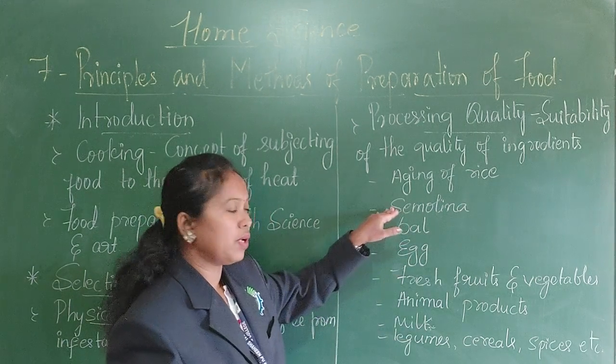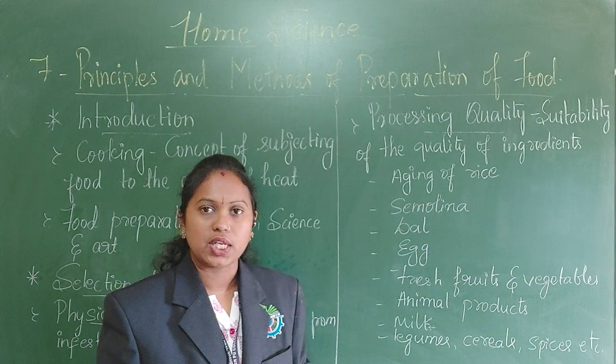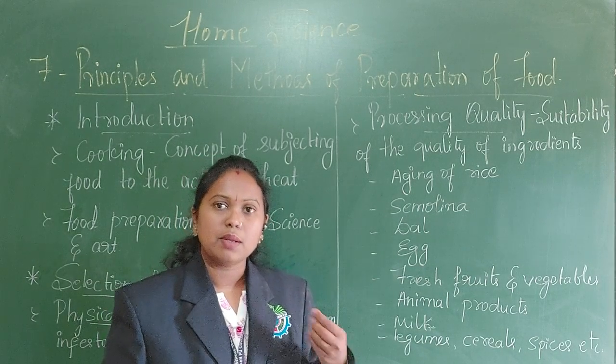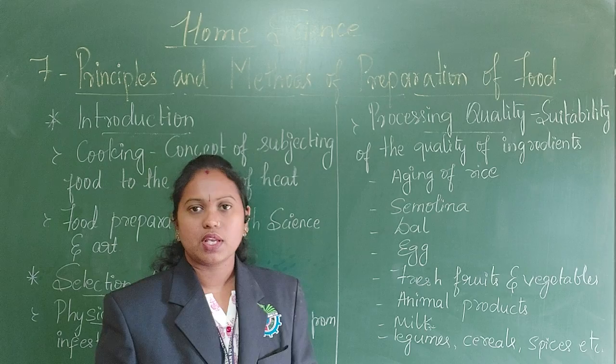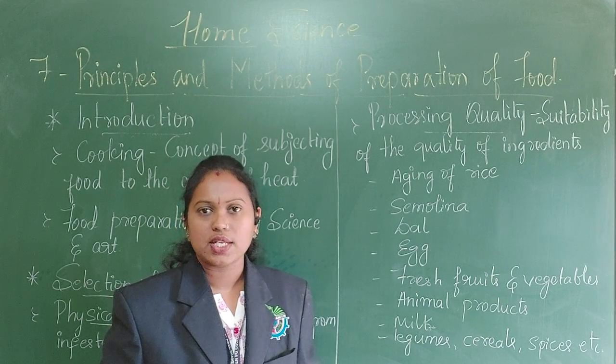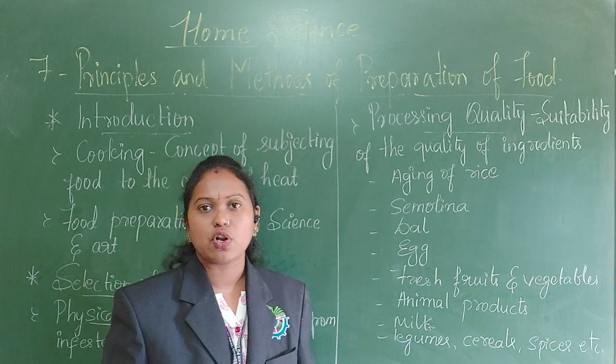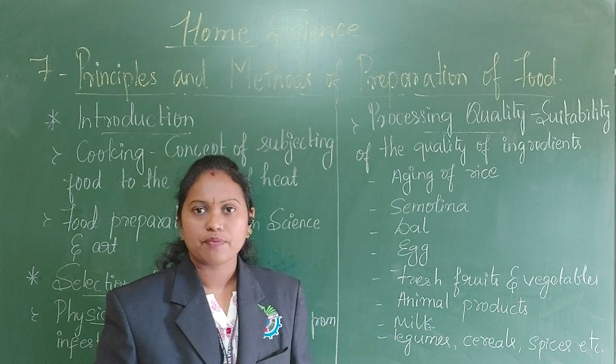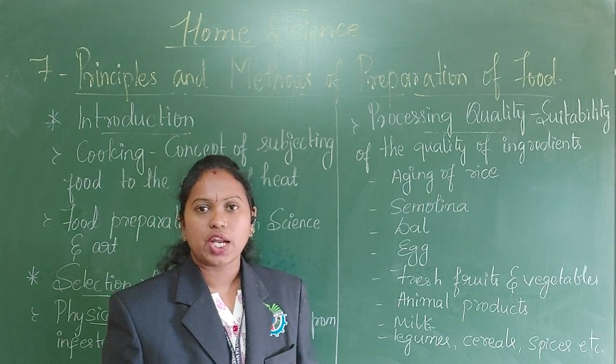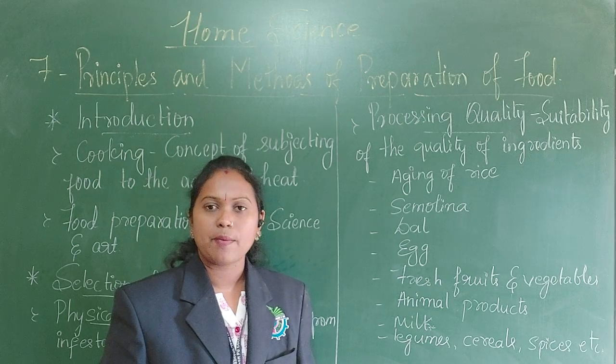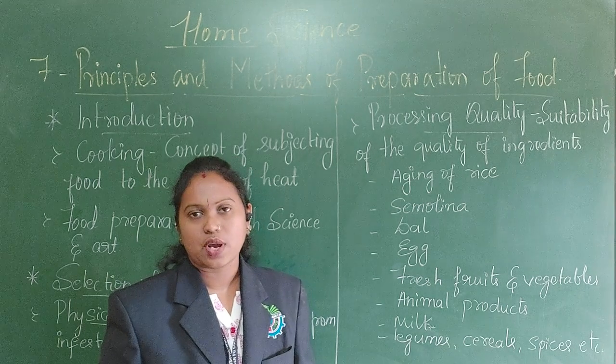When coming to semolina, that is rava or suji, it is available as fine, medium and large grains. The fine semolina grains can be used for the preparation of sweets like halwa. Medium and large grains could be used for making upma, shira, etc.